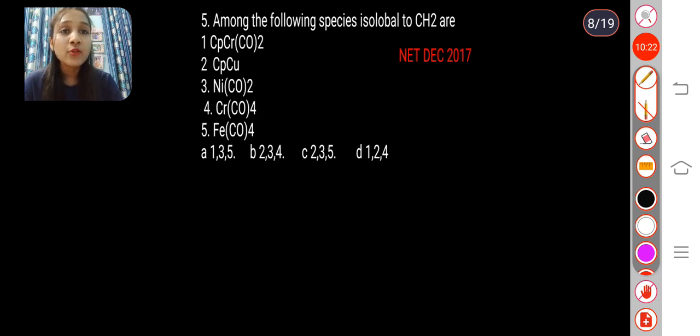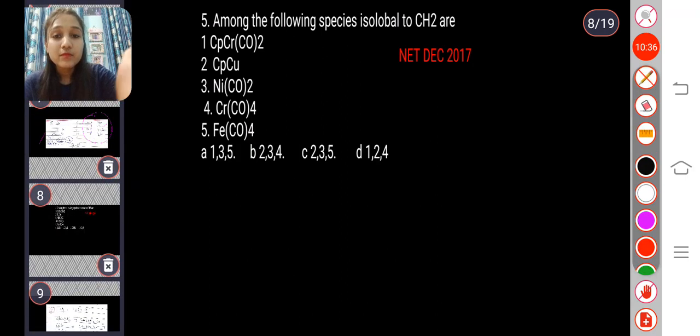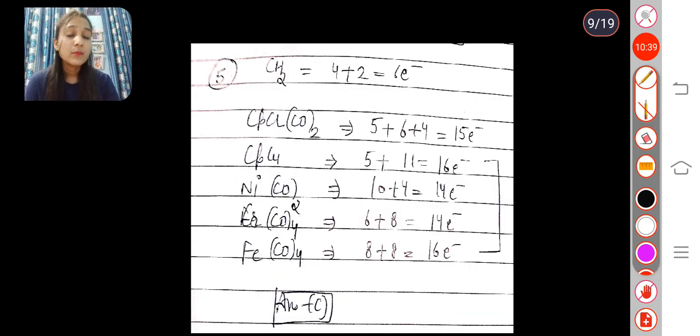Next question is: among the following species, which is isolobal to CH2. Here we have 5 complexes given. You just have to find out which is isolobal to CH2. The concept of isolobality is very important. You just have to calculate the number of valence electrons in each case where you see this word isolobal. For CH2, carbon has 4 valence electrons and each H has one valence electron. Here we have 2 H, so 2 valence electrons. Total is 6 electrons, and we are given 5 complexes.